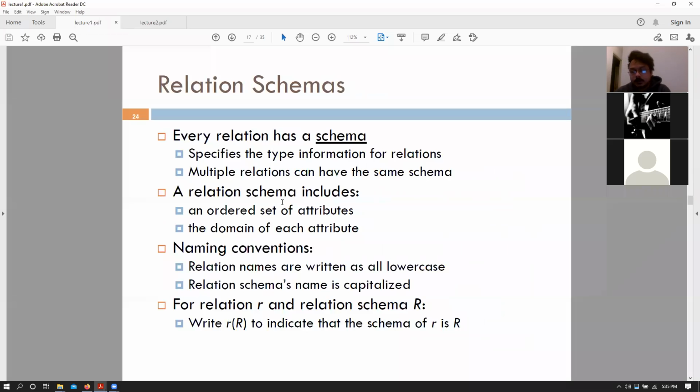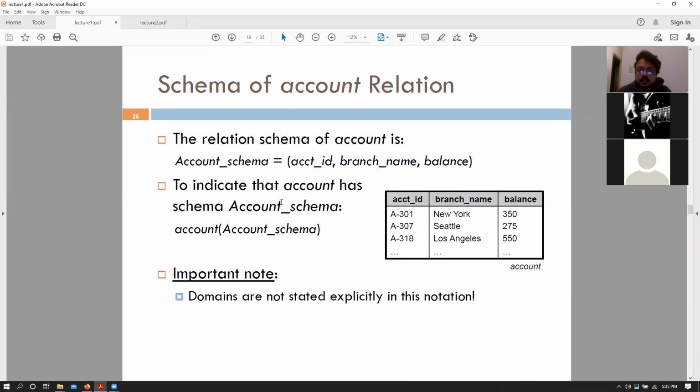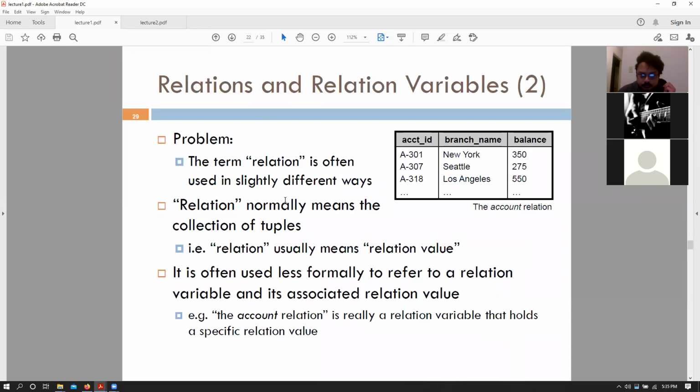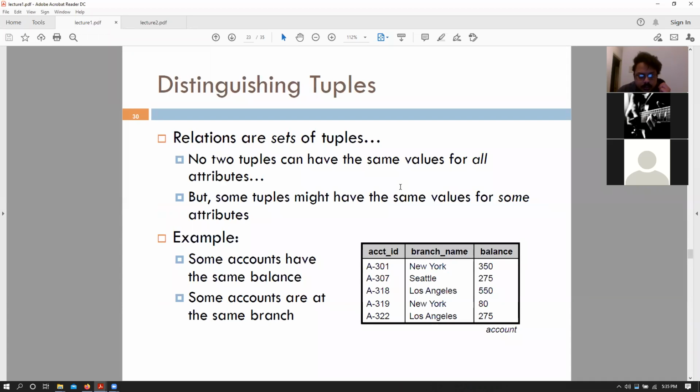Then we talked about schema. Schema was essentially the definition of a table, which just states the attributes of a particular table. Note that schemas do not contain the domains of a particular attribute. We just have their attribute names. Yes, so we talked about the account relation.